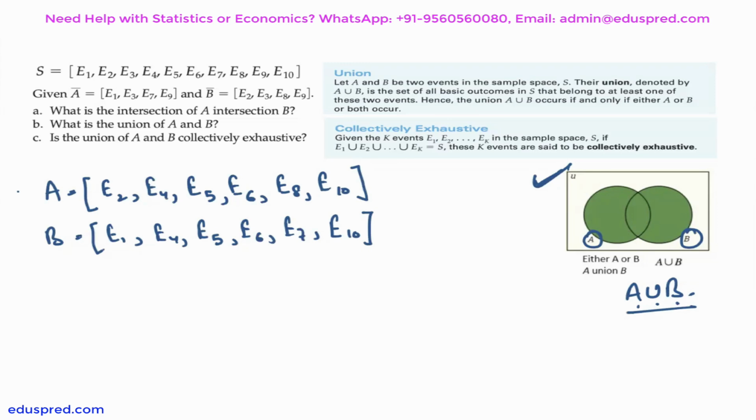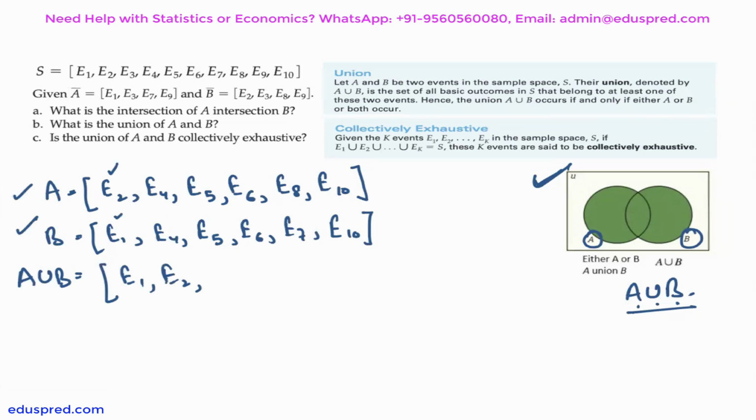So we have already worked out the event A and event B. Let's try to work out A union B. Now, A union B will consist of all the outcomes which are either a part of A or a part of B or a part of both. So let's start with E1. So E1 is a part of B, so it's here. E2 is a part of A, so it will form a part of A union B.